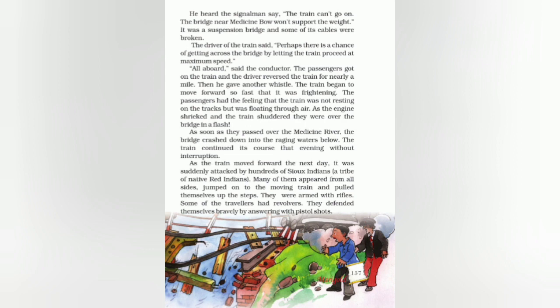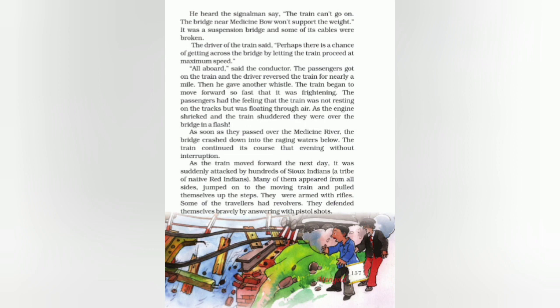The passengers got on the train and the driver reversed the train for nearly a mile. Then he gave another whistle. The train began to move forward so fast that it was frightening. The passengers had the feeling that the train was not resting on the tracks but was floating through air. As the engine shrieked and the train shuddered, they were over the bridge in a flash.